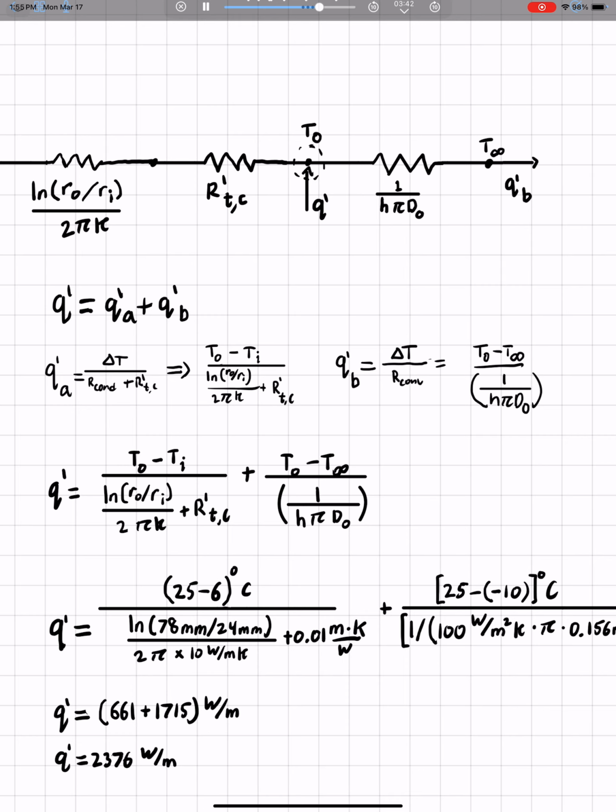This, if solved down, gives you the input heat energy, which is Q is equal to 2,376 watts per meter length of the pipe.